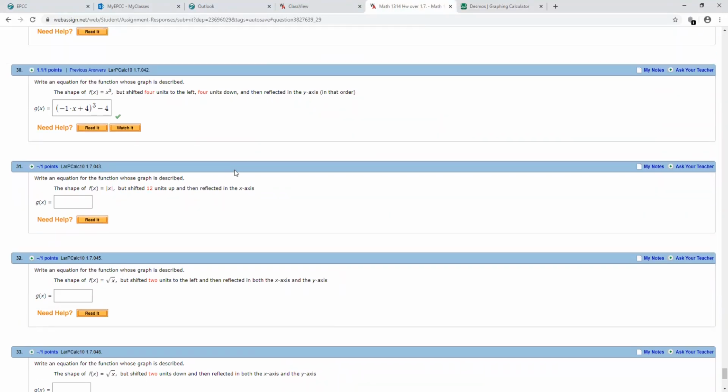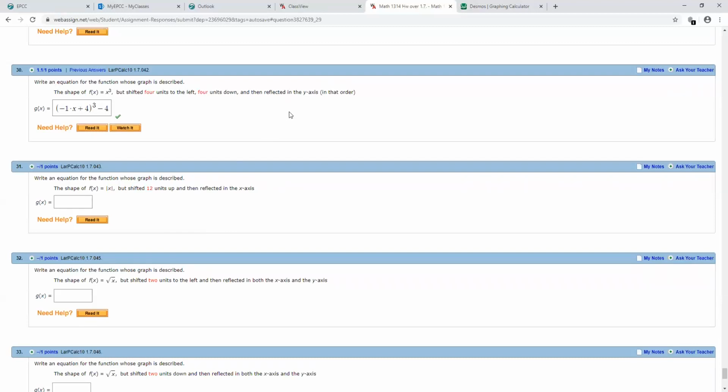Okay, let's try another one of those. How about this one right here? Megan, can you read this one also? 31. Write an equation for the function whose graph is described: the shape of the absolute value of x, but shifted 12 units up and then reflected in the x-axis. And then they don't tell us in that order, do they? No. That's kind of, anyway, okay.